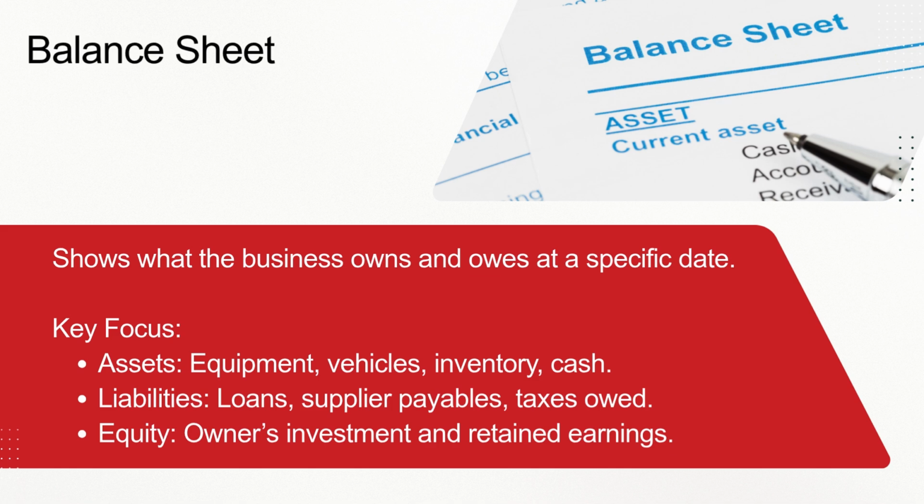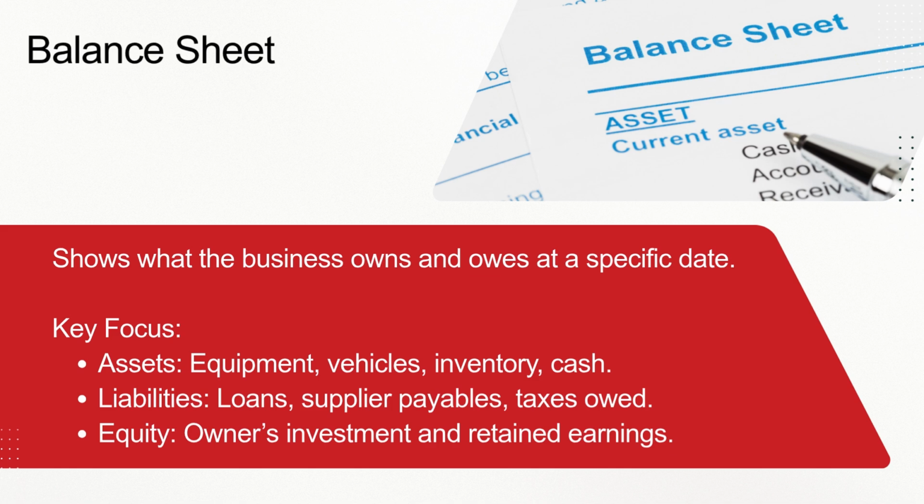Let us now look at the balance sheet in detail. The balance sheet is a statement that shows what the business owns and owes at a specific date. The key focus of the balance sheet is usually on assets. These include equipment, vehicles, inventory, and cash.